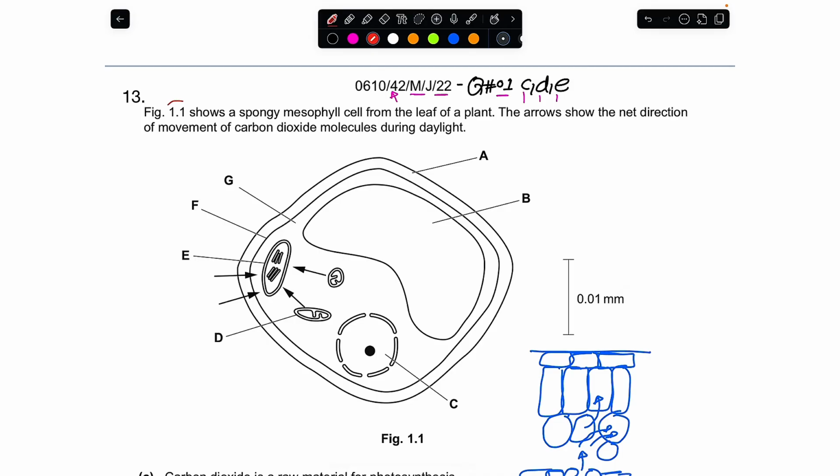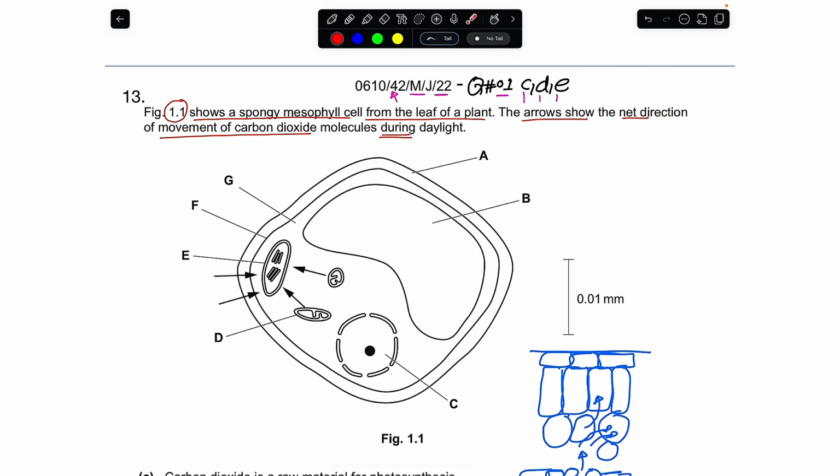What they are telling us is that figure 1.1 shows a spongy mesophyll cell from the leaf of a plant. What we know is that a leaf is an organ; it has the cuticle, the upper epidermis, the palisade, and the spongy mesophyll cells. We also have the lower epidermis, in which we have the guard cells, and we also have the stomata. From that leaf, they have given you the diagram of the spongy mesophyll cell. They say the arrow shows the net direction of movement of a carbon dioxide molecule during daylight. Like this is the sun, outside there is daylight. So in what direction is the net movement of CO2 happening?